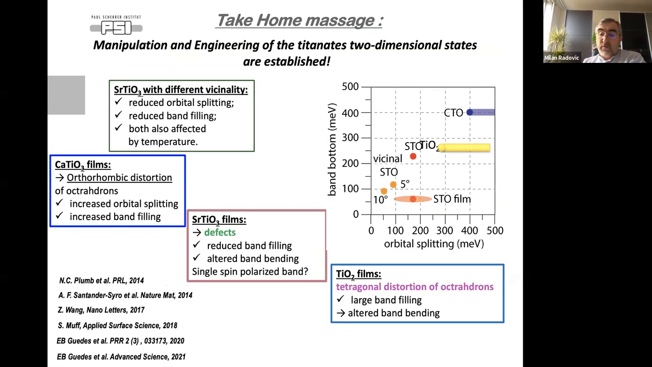I promised you at the beginning that the phase diagram of your electronic structure, whose y-axis is the band bottom and whose x-axis is the orbital, I would somehow fill with the parameters. You could see.